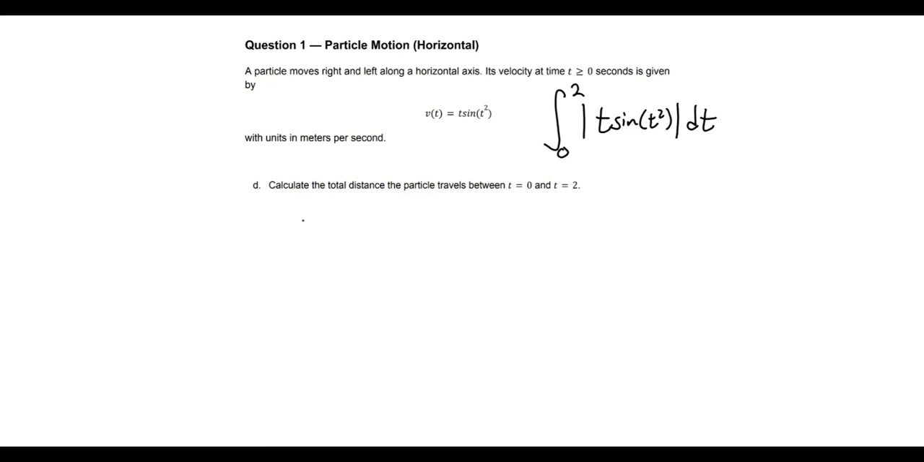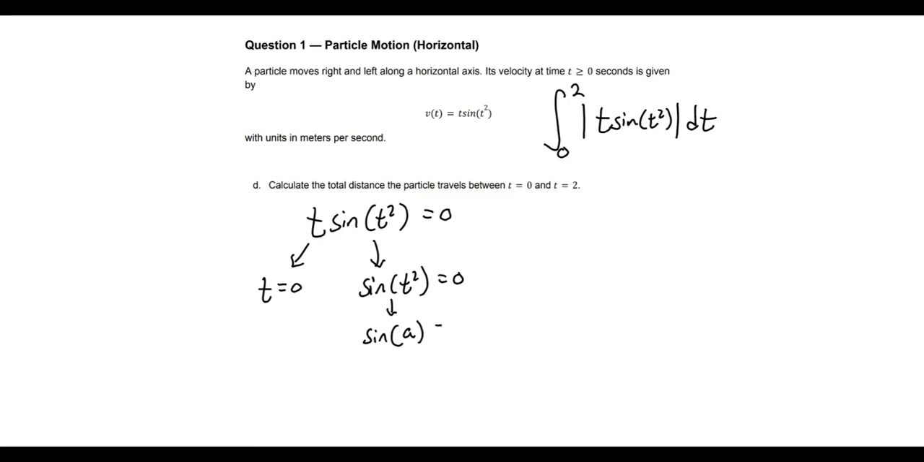So what you're going to do first is take our velocity function and set it equal to 0 and figure out what makes it equal to 0. Now, the first piece over here is just t equals 0. Over here, if we set this equal to 0, we have to remember that we're looking for our answers between 0 and 2. So keep that in mind for a second here. What I like to do in these situations is replace t with something else, like a, let's just say. And then figure out where is sine of a equal to 0. Well, that's at 0 and pi.